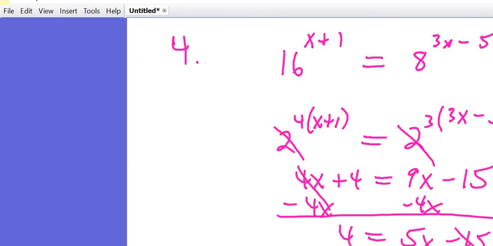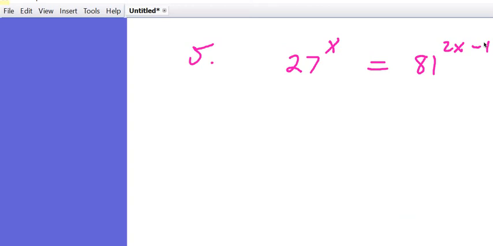All right, take a look at this one. Okay, copy that one down. Okay, so in this problem, again, we do not have a common base, but 27 and 81 can be converted to a common base. What do you think it would be? 3. So 3 raised to what exponent is 27? 3. And you still have that x there. All right, and then 3 to the what is 81? 4th. And you still have to multiply by the 2x minus 1.